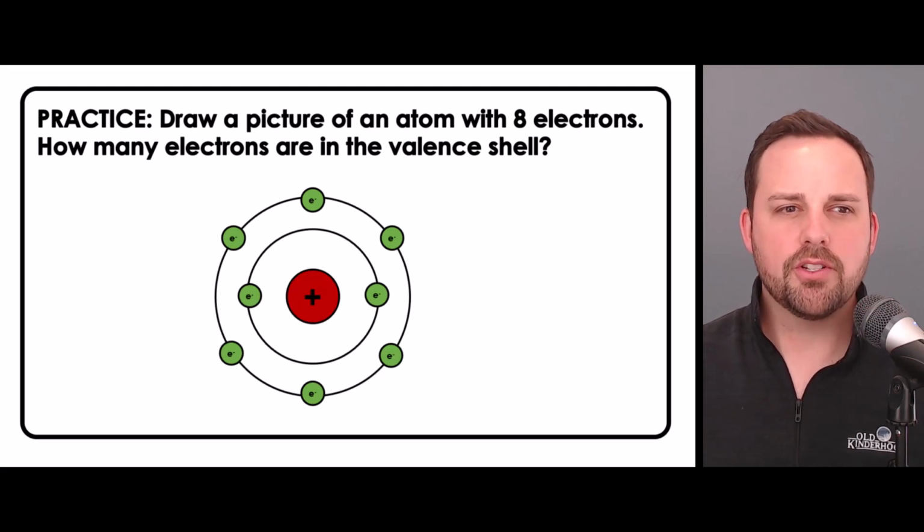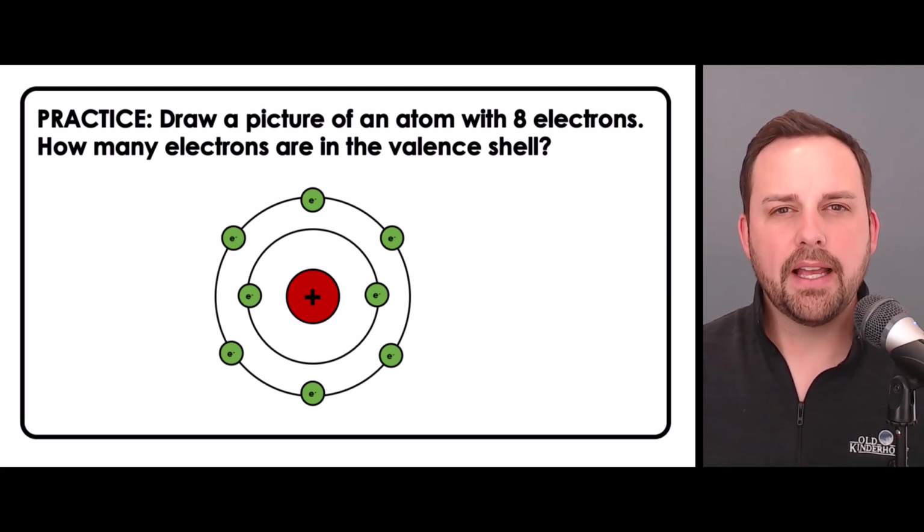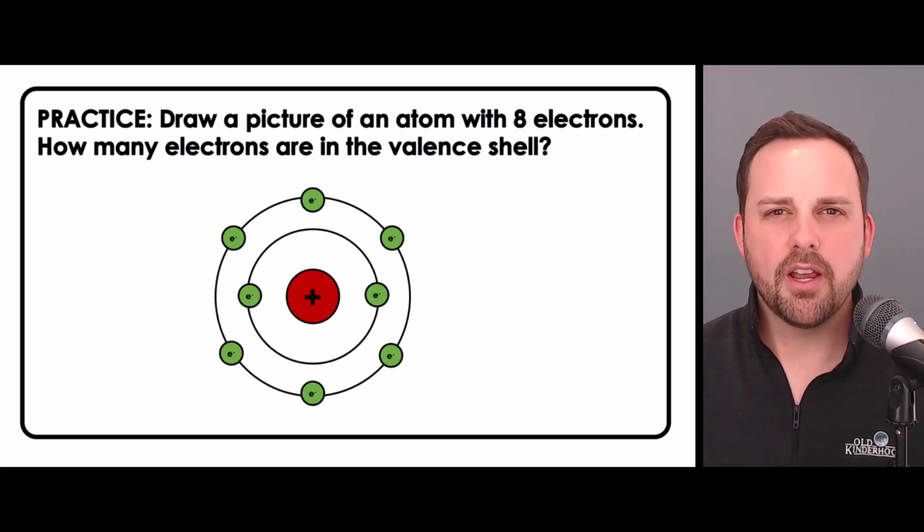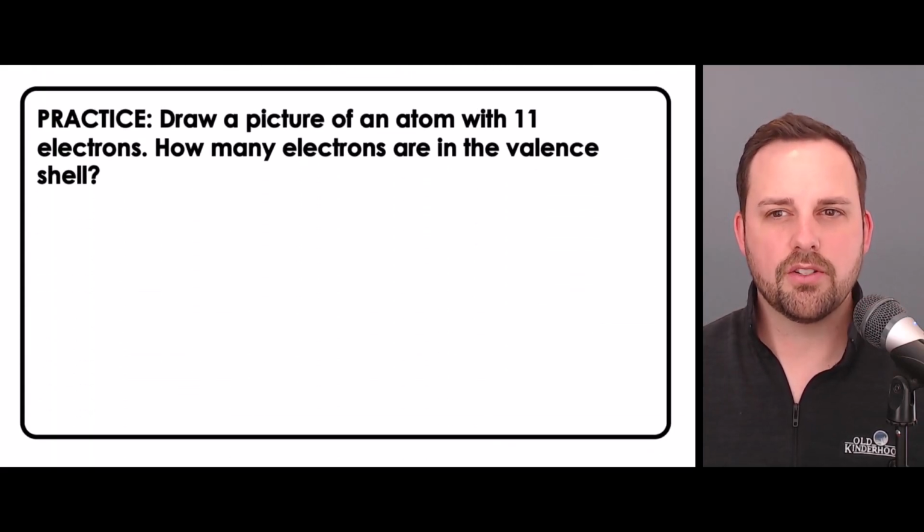The next part of the question is really important. How many electrons are in the valence shell? Remember, for every atom, no matter how many shells it has, the outermost shell is called the valence shell. And in this atom, that's shell number 2, and it has 6 total electrons.